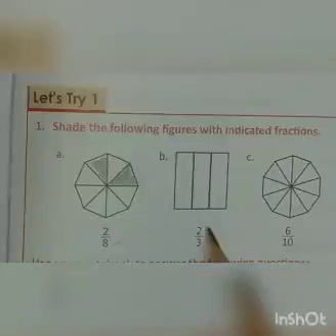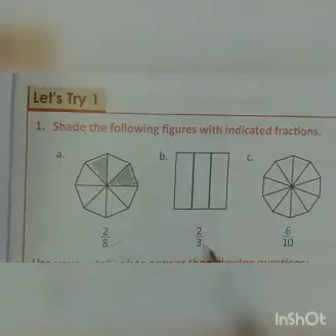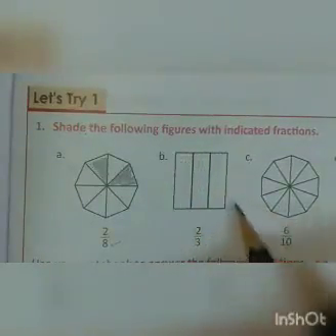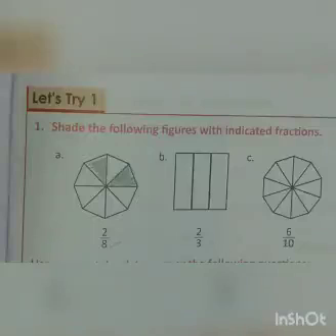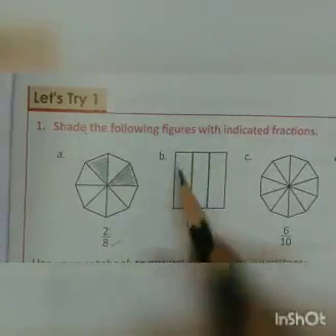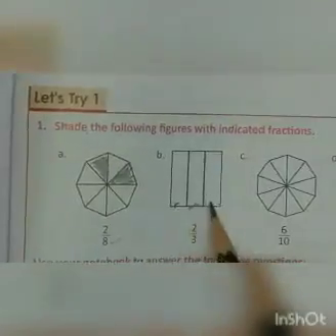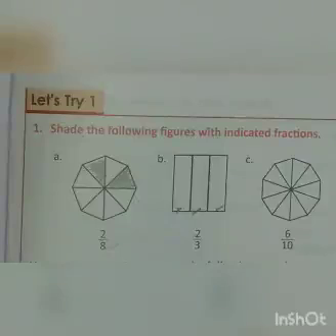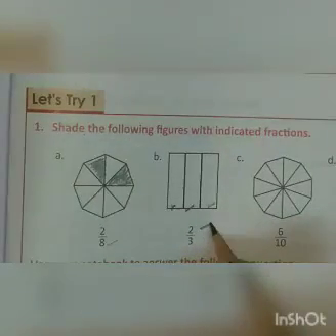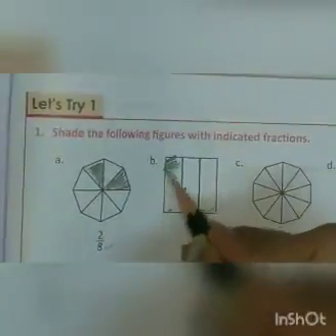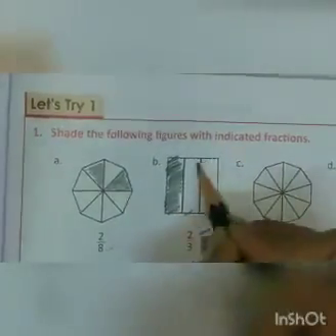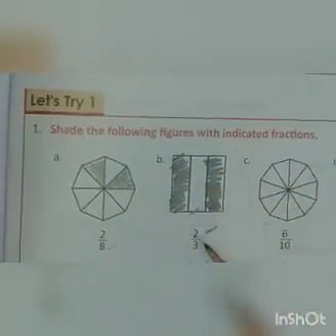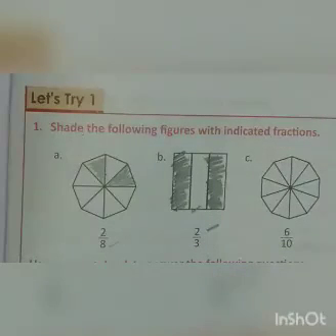The next fraction is 2 upon 3. 2 is the numerator and 3 is the denominator. The denominator indicates the number of equal parts into which the figure is divided, 3 equal parts. The numerator indicates the number of equal parts which have to be shaded. So the numerator is 2, so we can shade any of the 2 parts. So this shaded portion represents the fraction 2 upon 3.